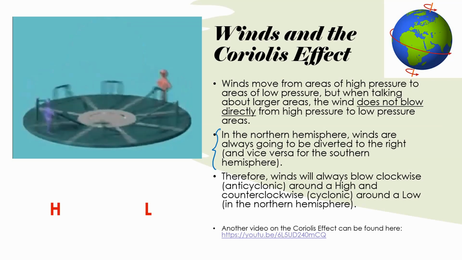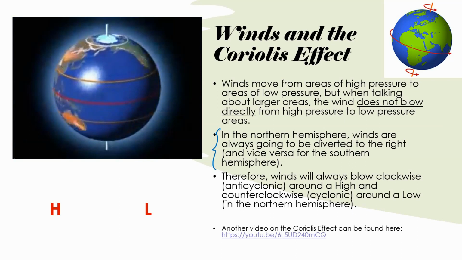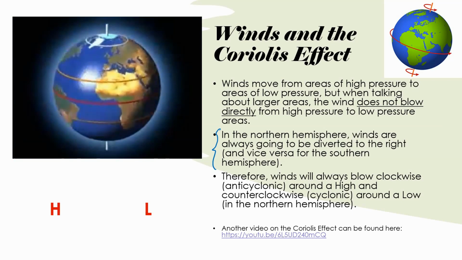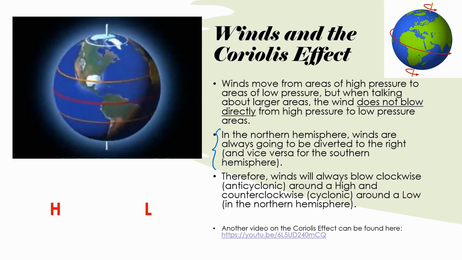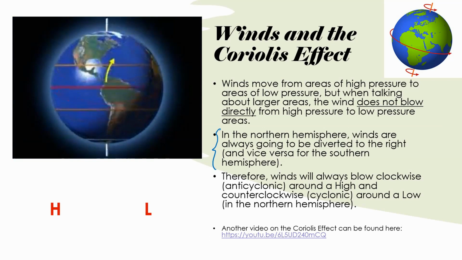On Earth, all free-moving objects, including masses of air, are subject to the Coriolis effect. In the northern hemisphere, objects are diverted to the right, as viewed from the direction of original movement. In the southern hemisphere, the deflection is to the left.